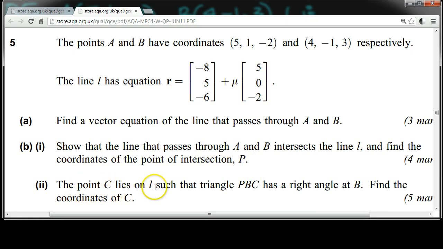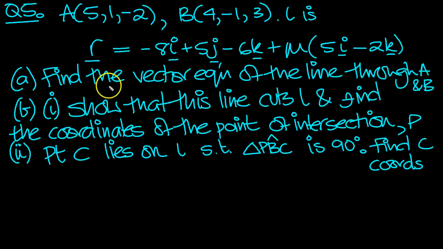The point C lies on L, such that the triangle PBC has a right angle at B. Find the coordinates of C. So let's have a little look at this then. Find the vector equation of the line.